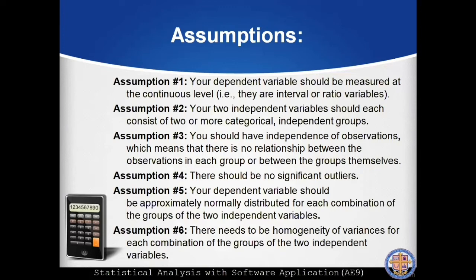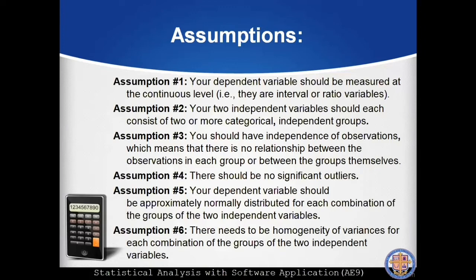Assumption 2, your two independent variables should each consist of 2 or more categorical independent groups. So, 2 or more categories. Number 3, you should have independence of observations, which means that there is no relationship. You're just getting the comparison between variables, not getting the relationship. You're just comparing them. Then, assumption 4, there should be no significant outliers. So, no extreme points, no very low points, no very high points like that.